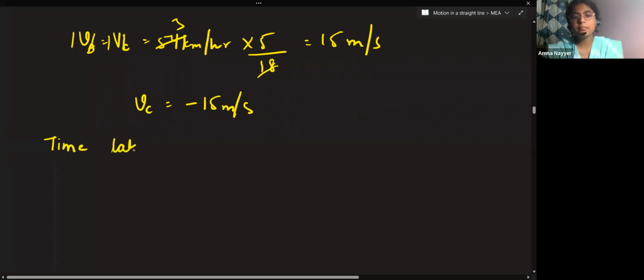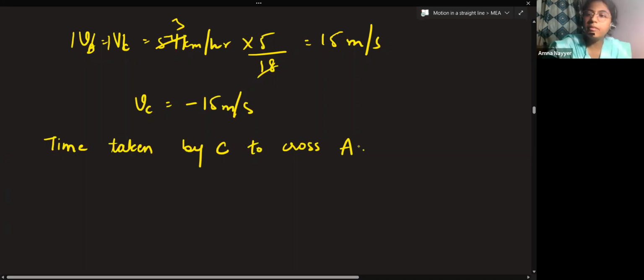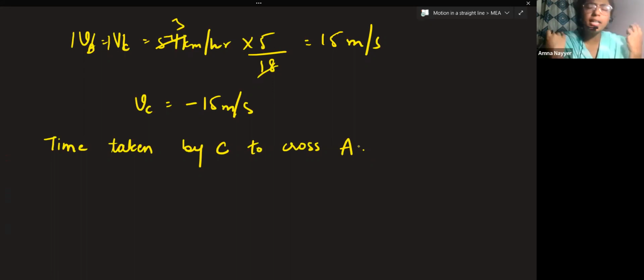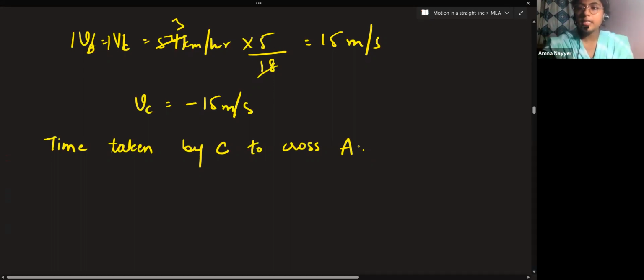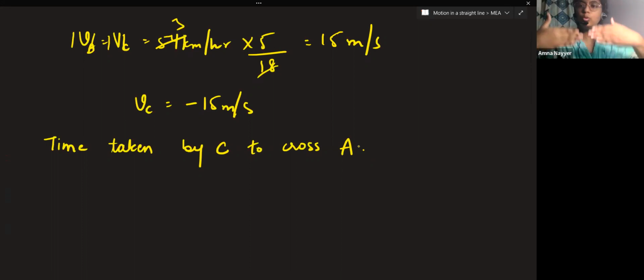So time taken by C to cross A. Now we will use the concept of relative velocity, because now just forget that car B exists. Just consider car A is there along with car C. So car C is moving, car A is moving. Two cars are here. One is moving with a velocity of 10 meter per second, other is moving with a velocity of 15 meter per second. Both of them have opposite direction.